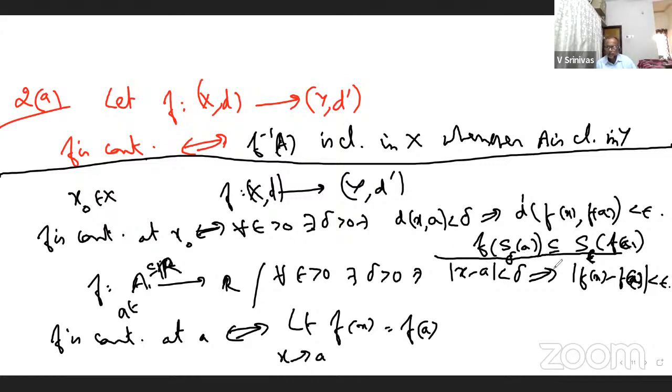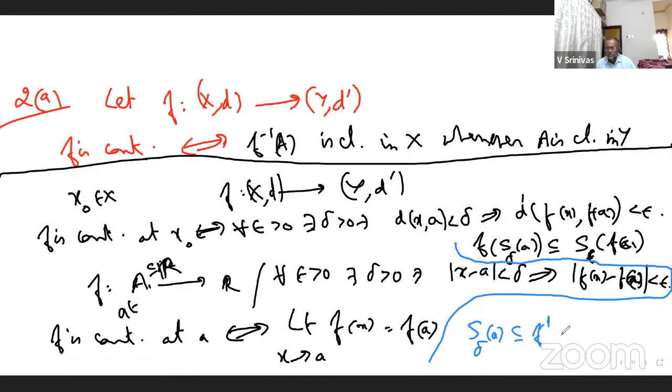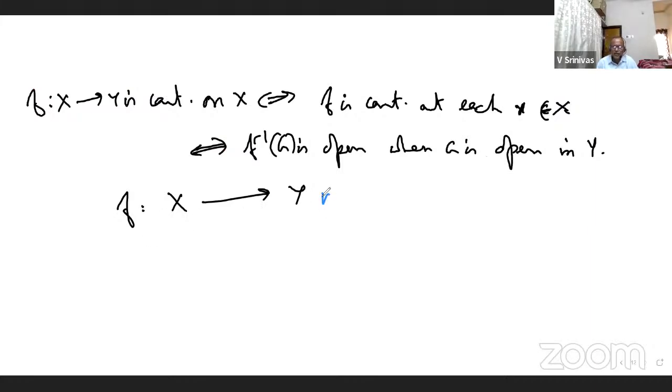You can write this by bringing f to the right hand side: S delta of A is contained in F inverse of S epsilon of FA. So if you take the F inverse image of this epsilon neighborhood, it contains this delta neighborhood. Out of this property, if you have continuity of F at x naught, you get this. Out of this, you can prove this condition: F from X to Y is continuous if and only if F inverse of G is open whenever G is open. Out of the definition of continuity, you can obtain this.